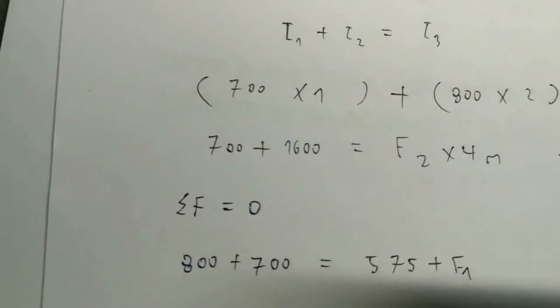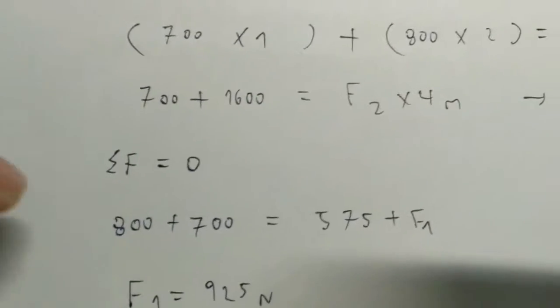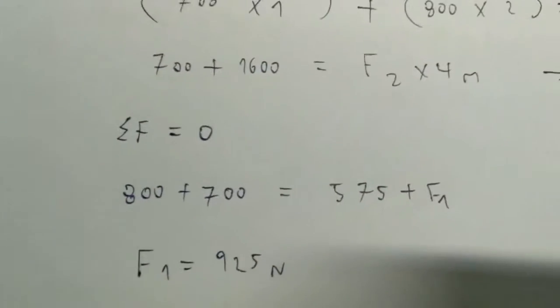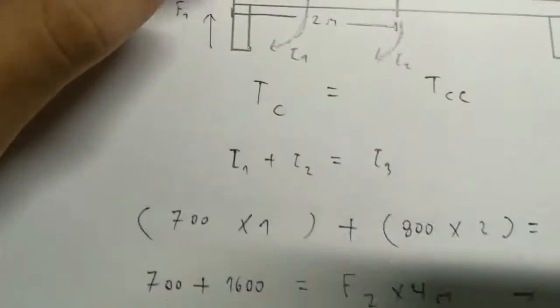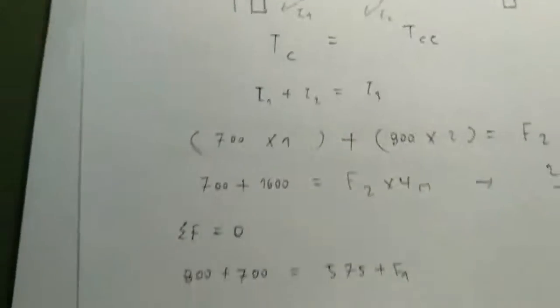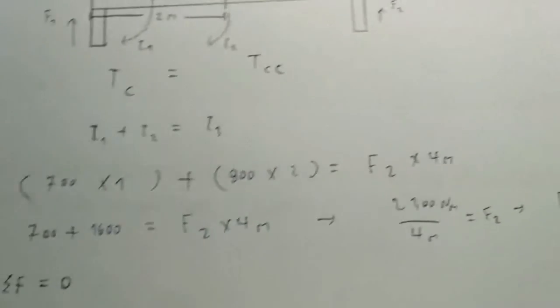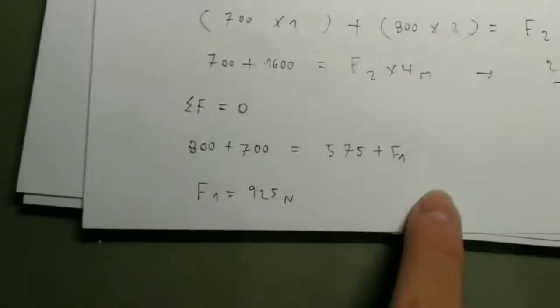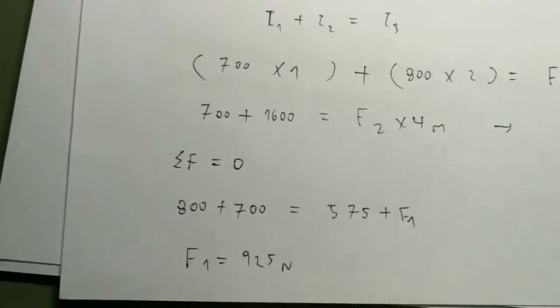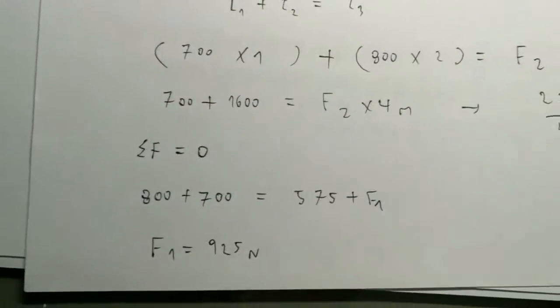So sigma F equal to 0. 800 is the beam weight and 700 is the man's weight here. 800 plus 700 equal to F2 plus F1. So F1 is 925 Newton.